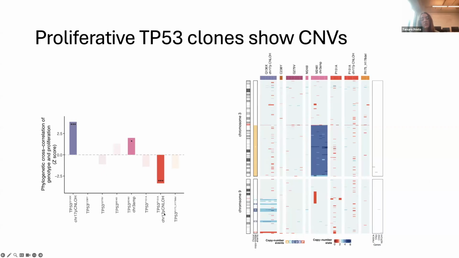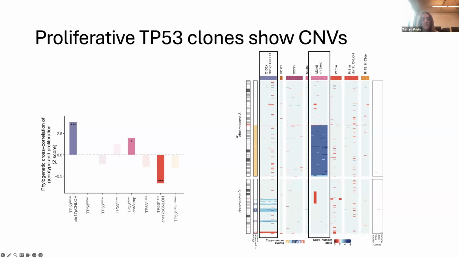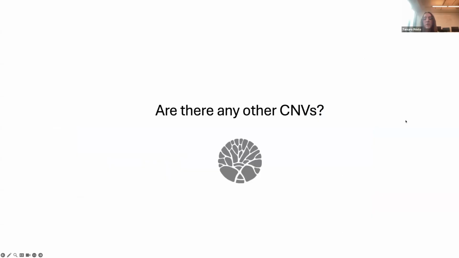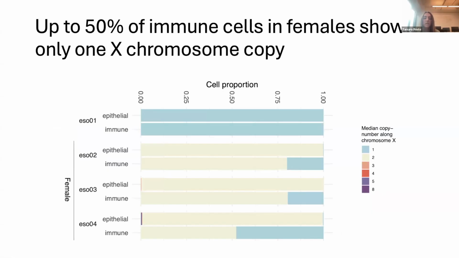Interestingly, a clone with a mutation in heterozygosity, the pink one, also showed a positive correlation with the proliferation states. And after doing a CNV analysis, we realized that only the 2 clones with the proliferative phenotypes showed copy number variants. The rest seemed to be euploid. And the presence of CNVs within some TP53 clones made us wonder if there were other aneuploidies in our cell population. And the first thing we noticed was a loss of one of the X chromosomes in the female donors, only in the immune cells, affecting from 20% up to 50% of the cells.